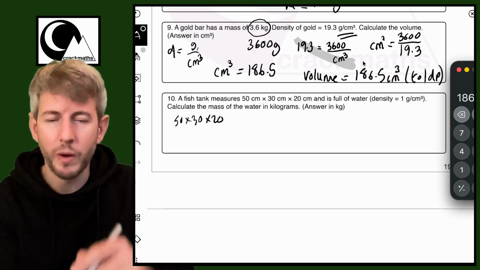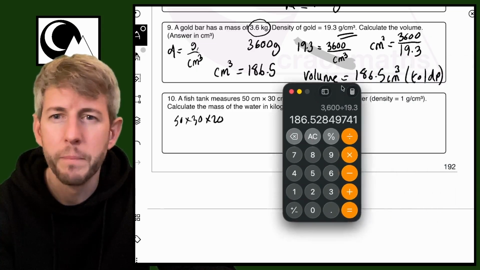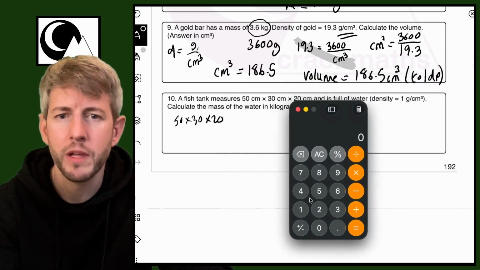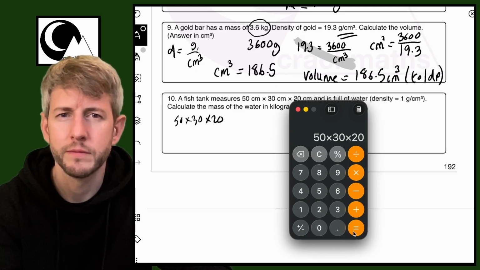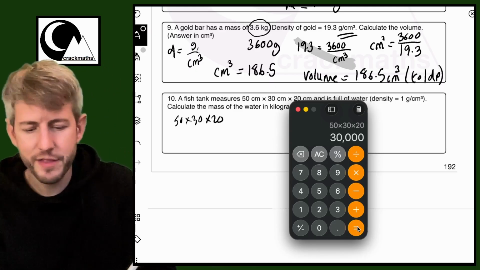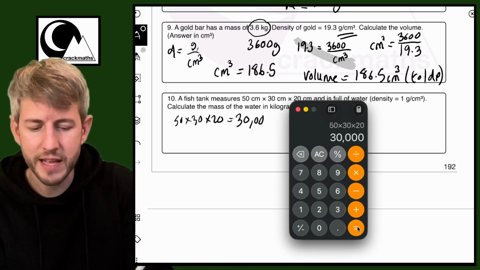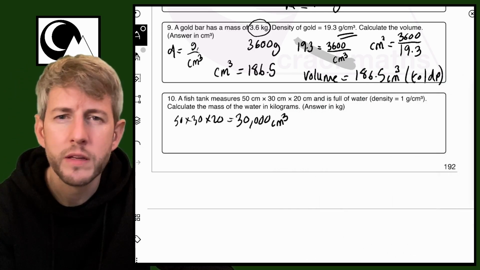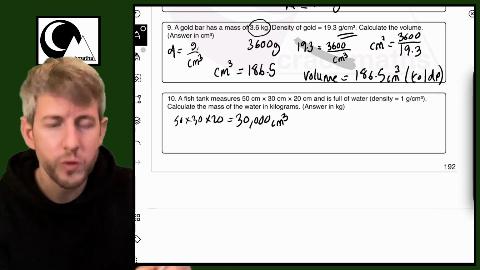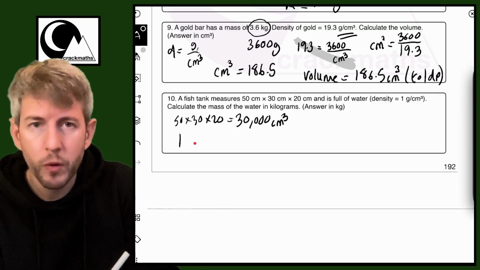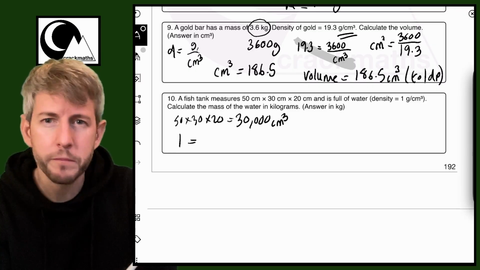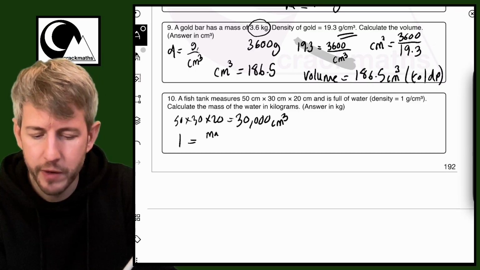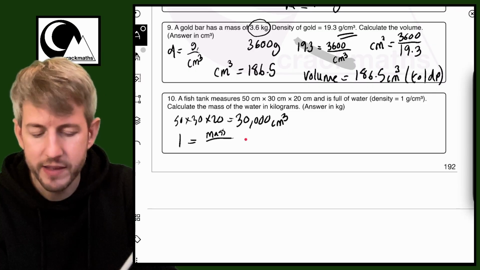I'm actually just going to do it on the calculator. We could do this manually. 50 times 30 times 20. Here we go, so that's 30,000 centimetres cubed. So that's the volume. Then the density is equal to 1. The mass we don't know, but the volume is 30,000.